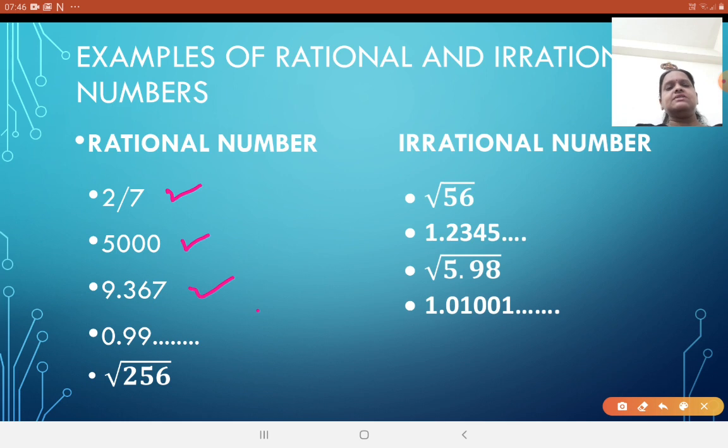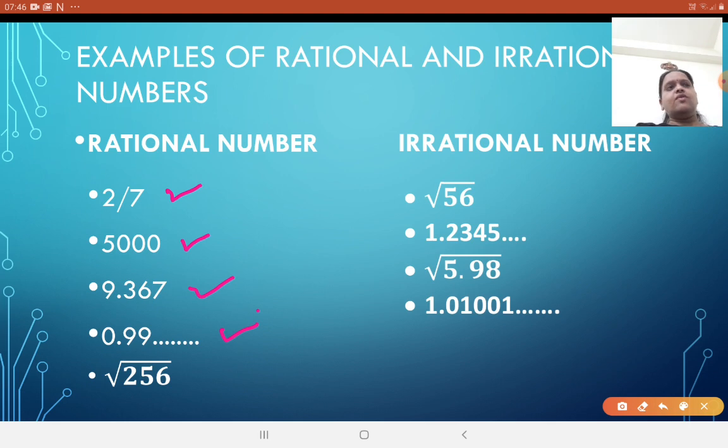And the next one, 0.999 means 0.99, it is recurring. Here the dots are given. It is non-terminating but recurring. Therefore, this number is also a rational number.